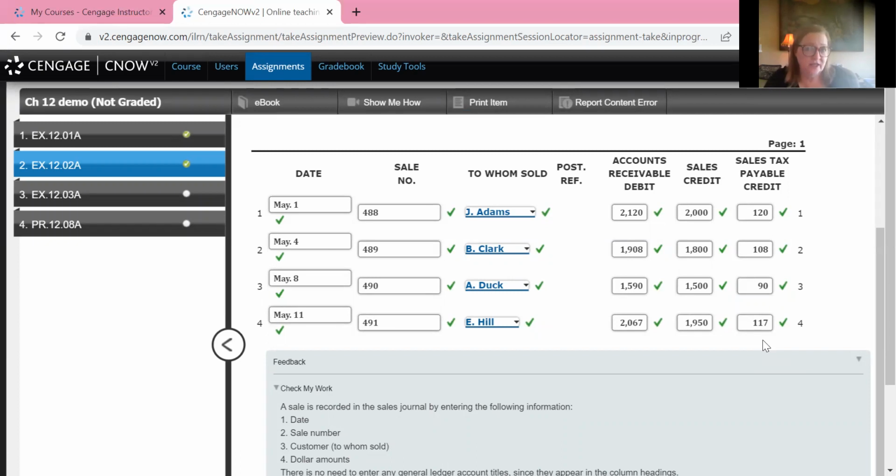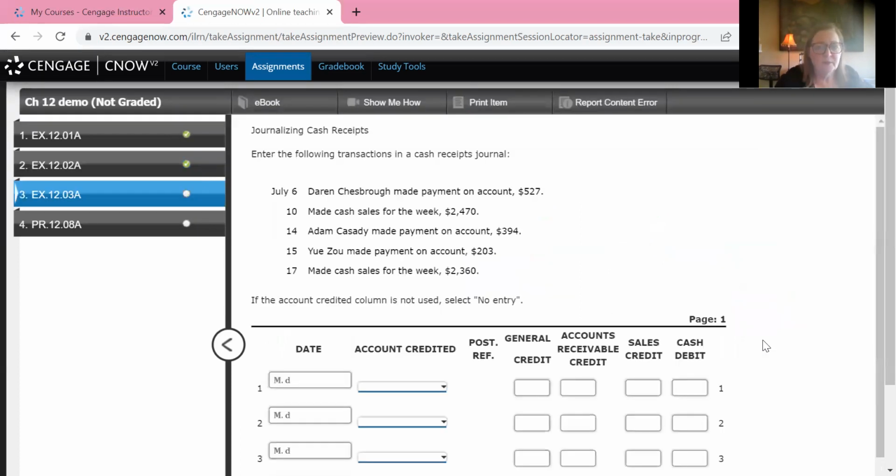If it is, it's okay to go ahead and post it to the general ledger account. In other words, just as if it were a journal entry, you'd post the debit to accounts receivable, you'd post the credit to sales for the total of sales, and the credit to sales tax payable for the total of the payables. All right, now let's go to number 3.